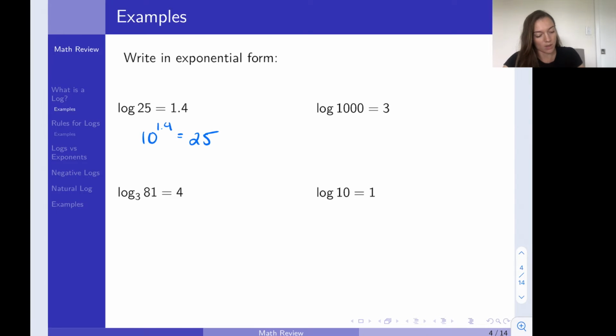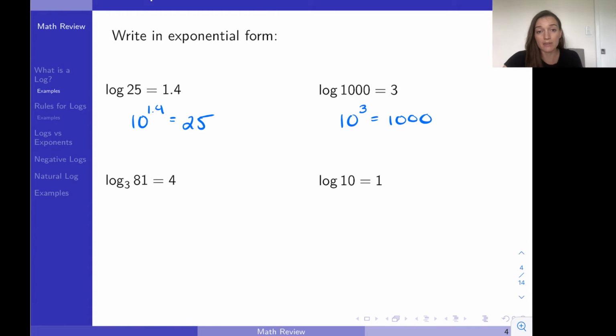The way we write this in exponential form would be 10 raised to the 1.4 power is equal to 25. Now log of 1,000 is equal to 3, so our base is again 10. So we have 10 raised to the power of 3 is equal to 1,000. Okay, so now we have a different base. We have base 3, but we do it the same way. So we just have 3 raised to the power of 4 is equal to 81. And then for our final example, again, we have base 10, so we have 10 raised to the 1 is equal to 10.